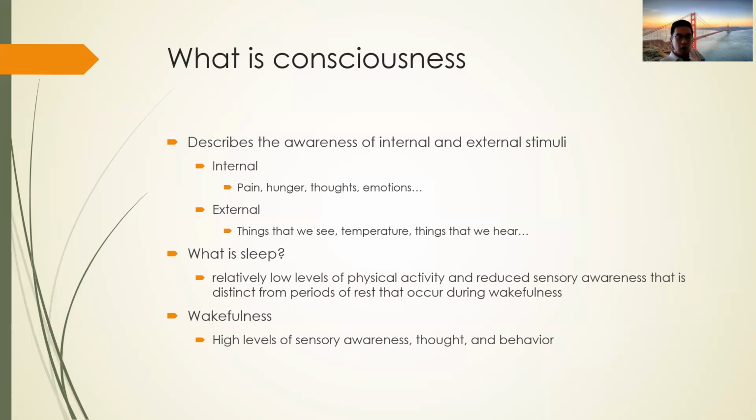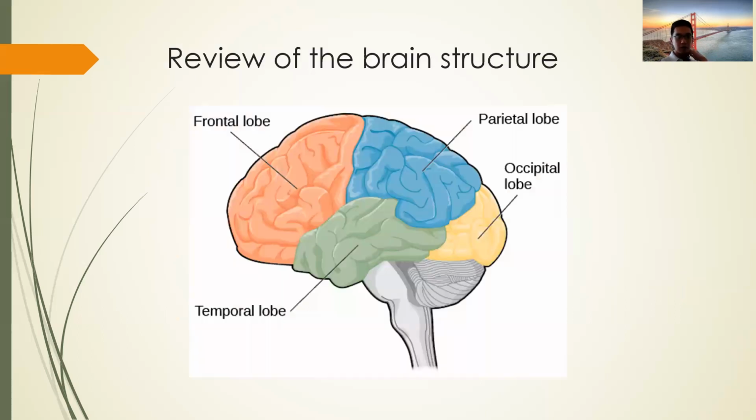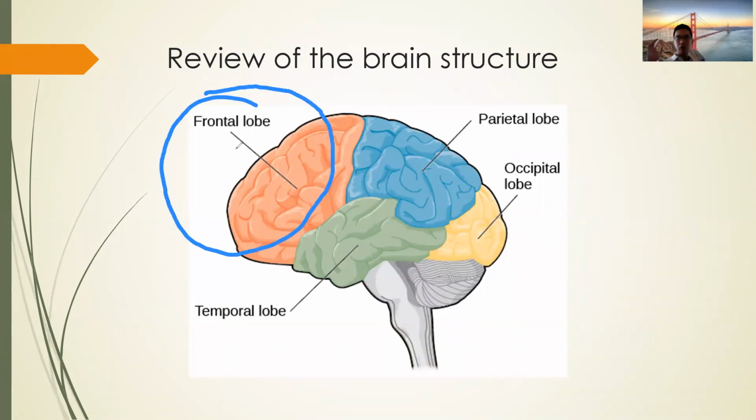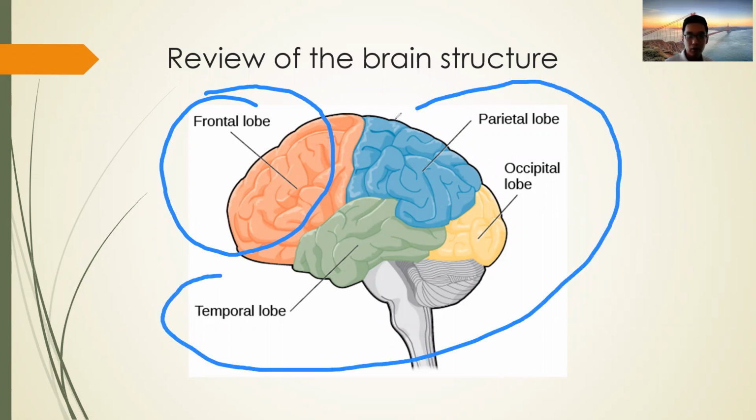So consciousness actually happens in the frontal lobe. In this part. So consciousness only happens in the frontal lobe. It means that the brain is not conscious or is not aware of what is going on in the other three lobes. So here is where consciousness is located. In the other parts, the brain is not conscious.